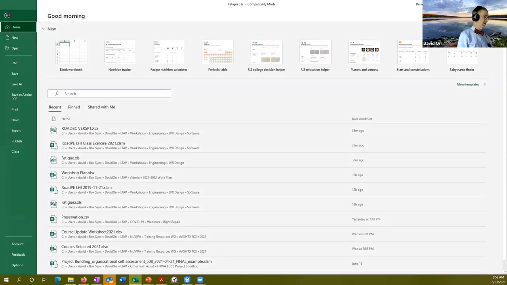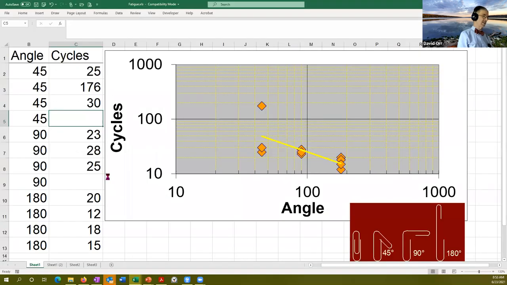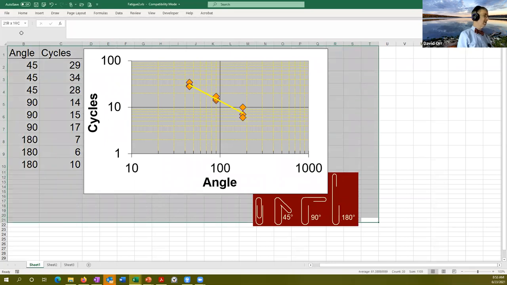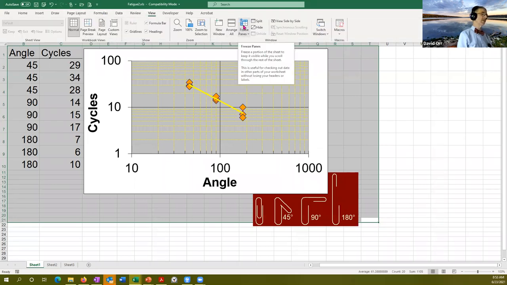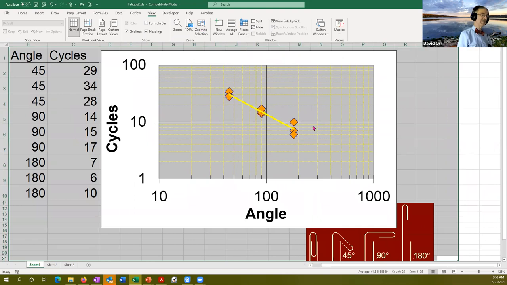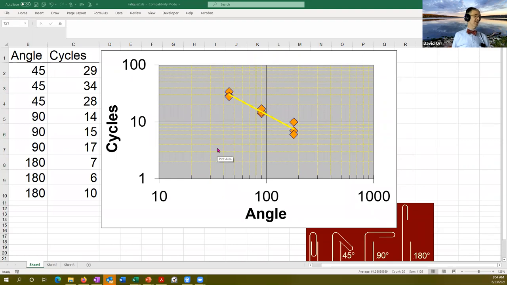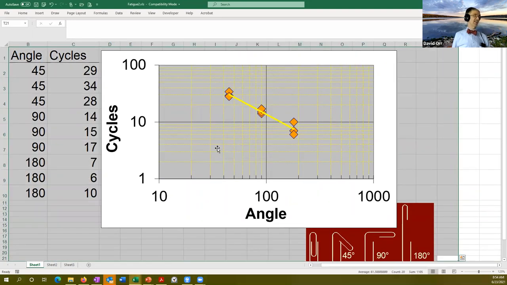Just for the sake of argument, I'm going to open up one we did that has a little bit more data in it. This is one we did last time that I did this class. Actually, no, this is the one that I did in our laboratory. I forgot. This is the one we did in our laboratory just to have data as a backup. Whether we looked at your data, which is pretty consistent other than that one, or the data that I collect in the laboratory, you'll notice there's a slope to this line.